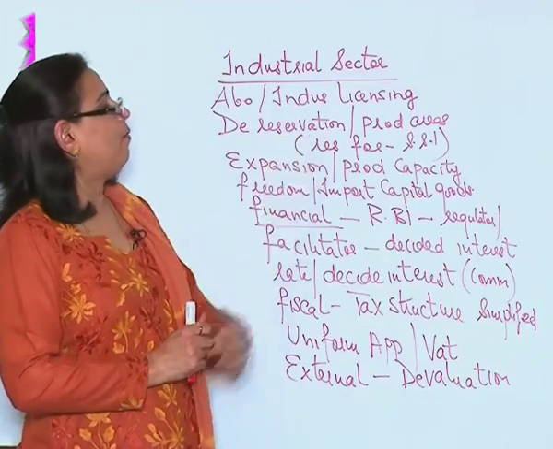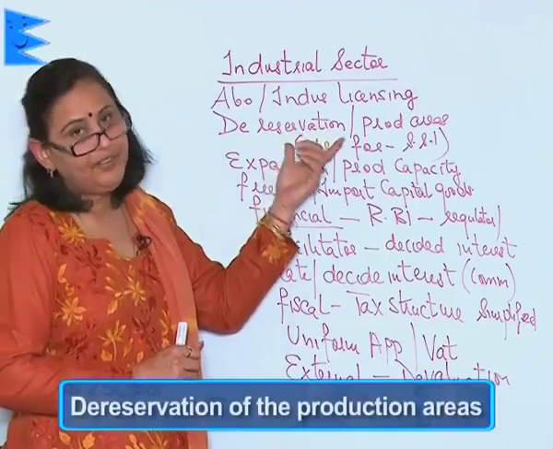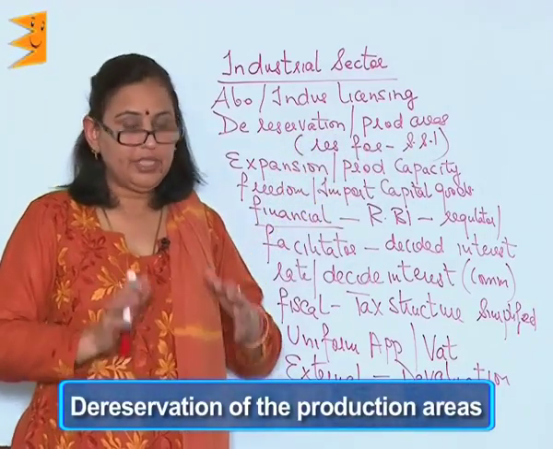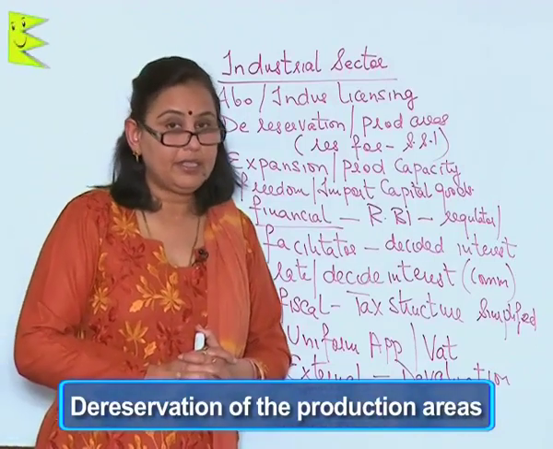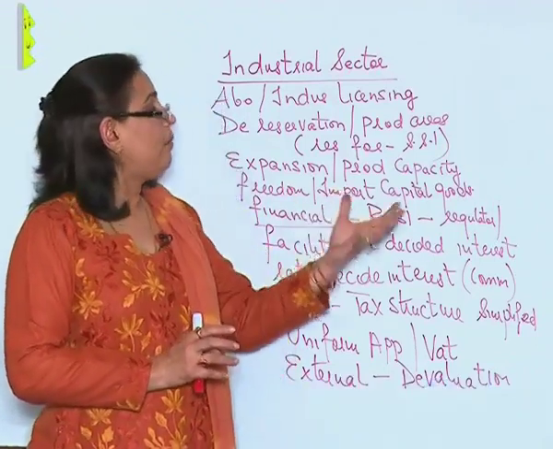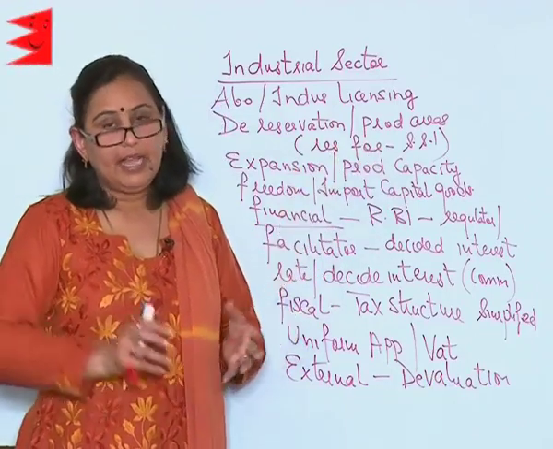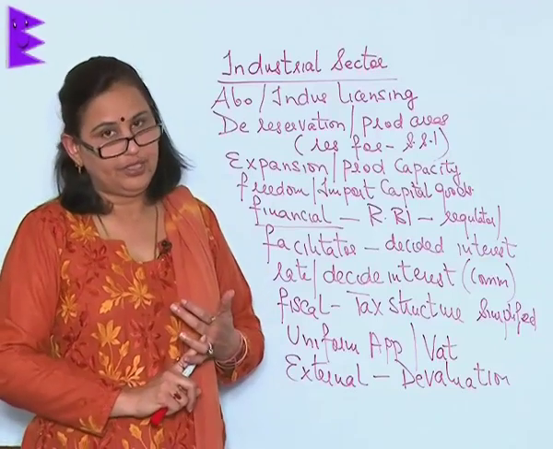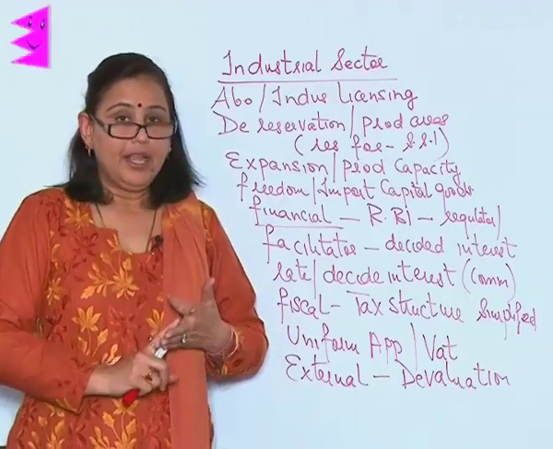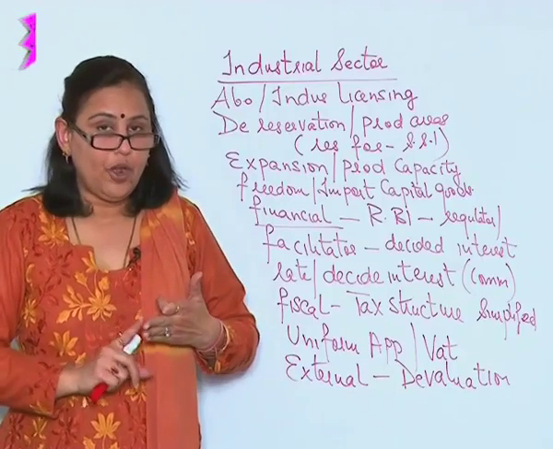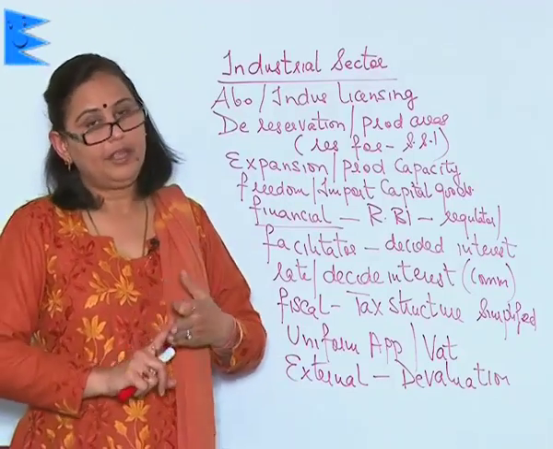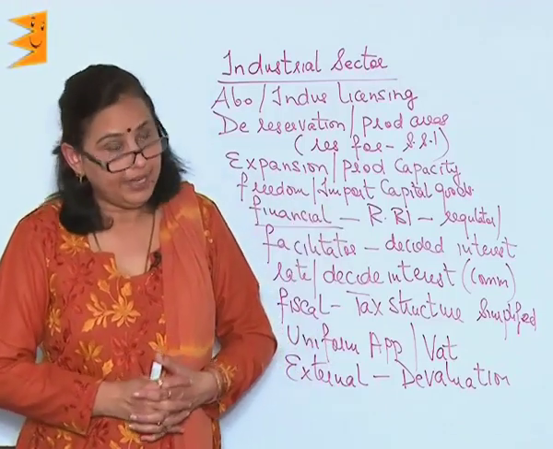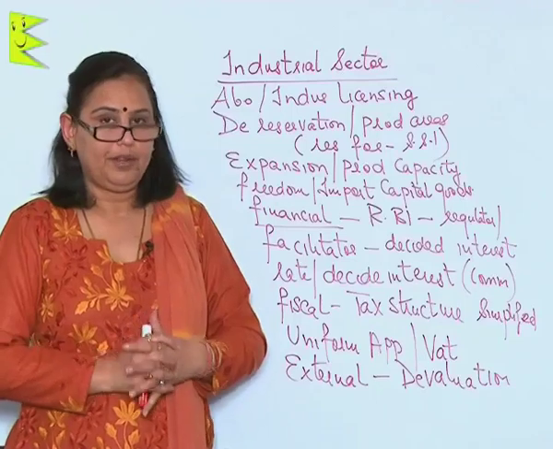The second reform was that now there was de-reservation of the production areas. This means in simple words that earlier some of the goods were reserved to be produced only by the small scale industries. That is, the large scale industries could not produce certain goods, but now it was free for anybody to produce any kind of goods that it wanted.